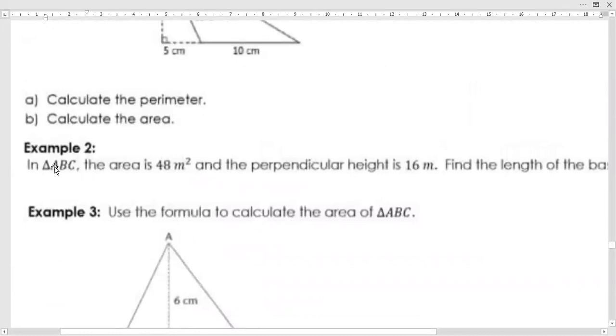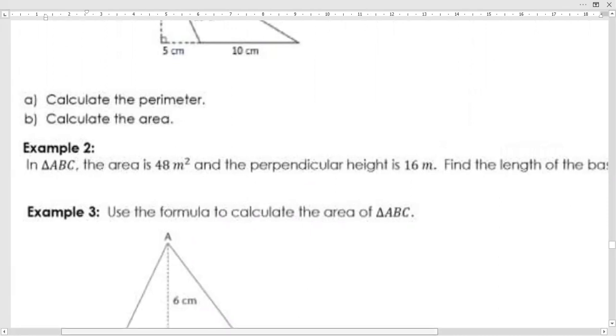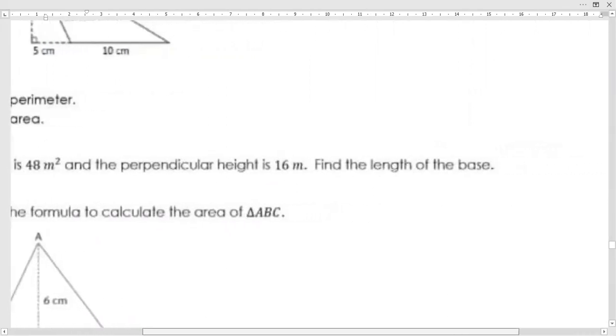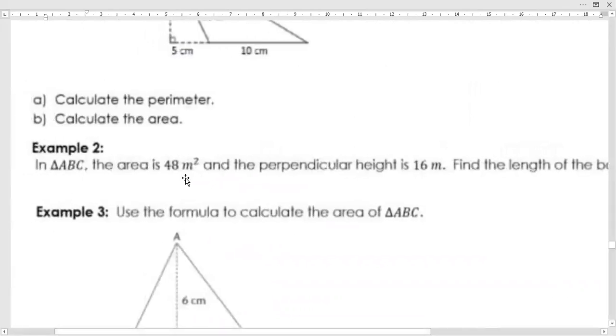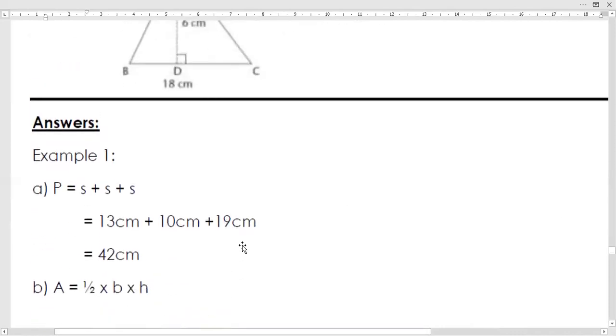All right. In triangle ABC, the area is 48 meters squared, and the perpendicular height is 16 meters. Find the length of the base. So they've given you the area and they've given you the height. So now you need to find the base. So what's going to happen is you're going to type in this formula, put in the area that they've given you, and put in the height that they've given you.